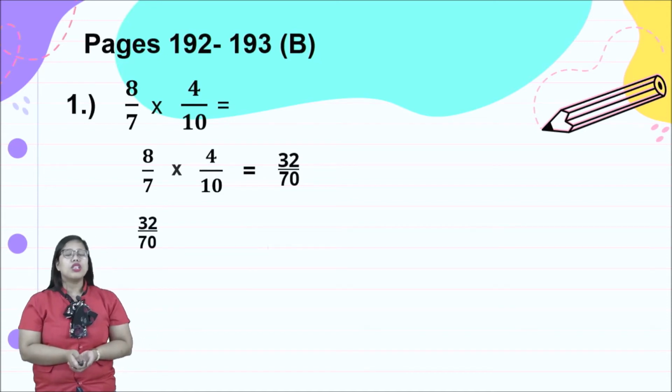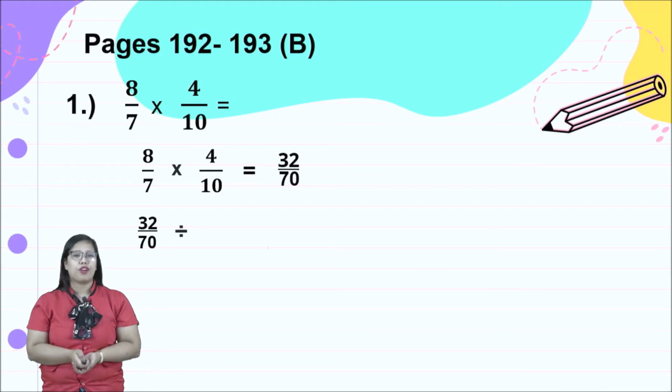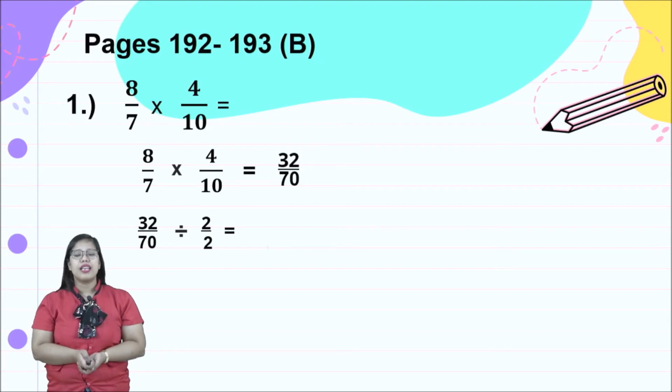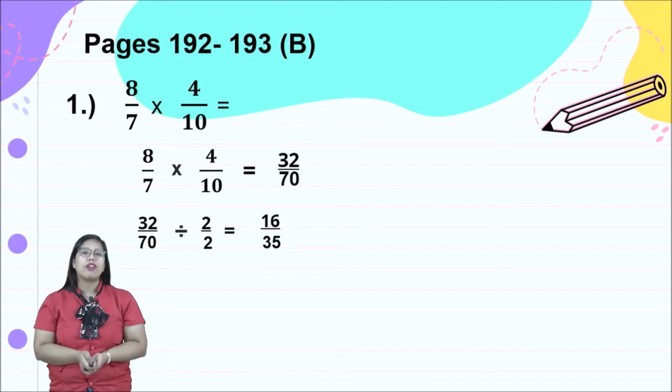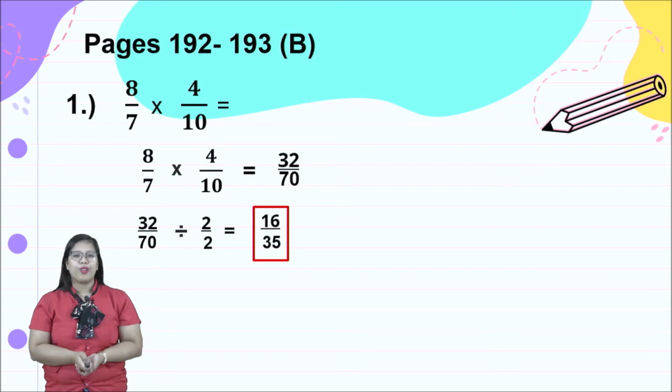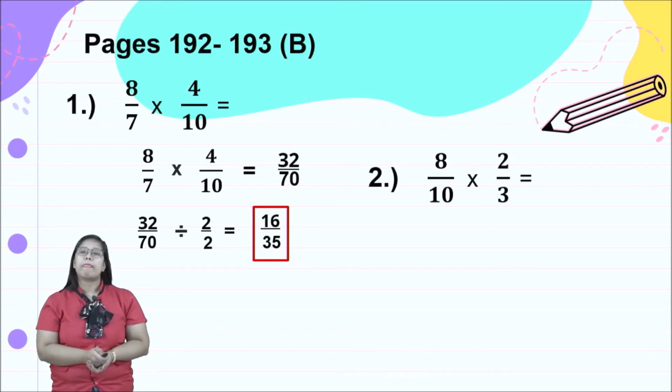So 32 over 70, we need to divide it by, very good, 2, because 2 is their GCF. So 32 divided by 2 is 16. Very good. And 70 divided by 2 is 35. And our answer for the number 1 is 16 over 35. Very good. Next number, we have 8 over 10 times 2 thirds.